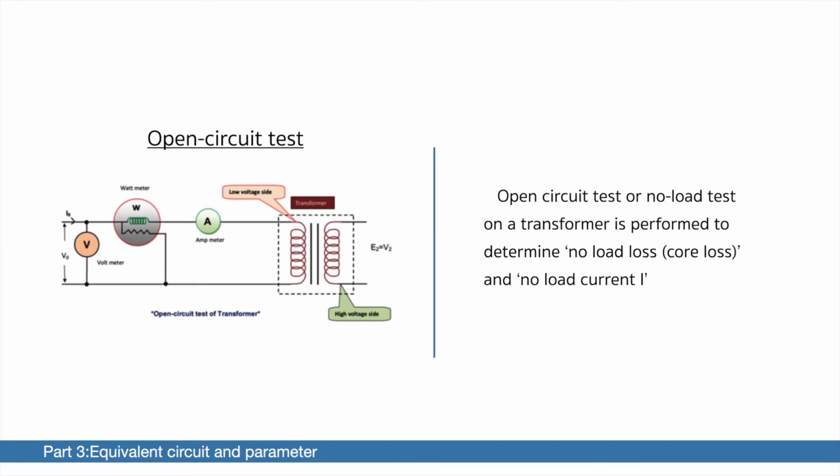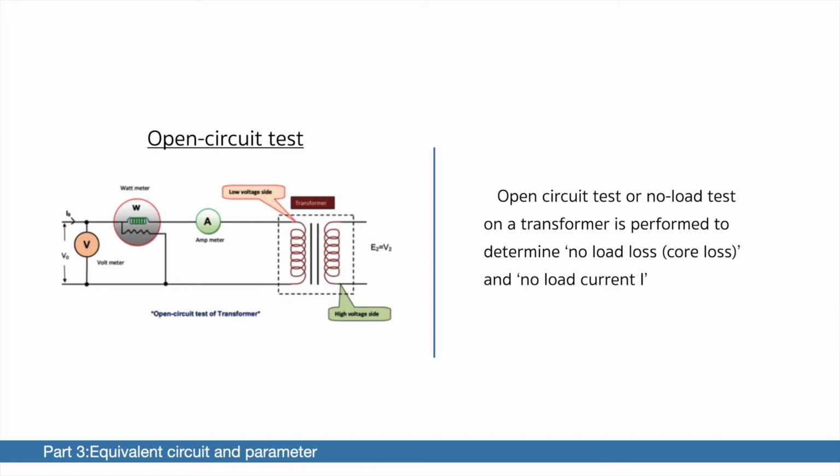Open circuit test or no load test on a transformer is performed to determine no load loss and no load current. The circuit diagram for open circuit test is shown in the figure. We open the high voltage side of the circuit, and the low voltage side winding is connected to its normal supply along with a wattmeter, ammeter, and voltmeter.